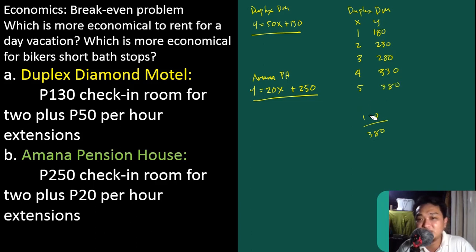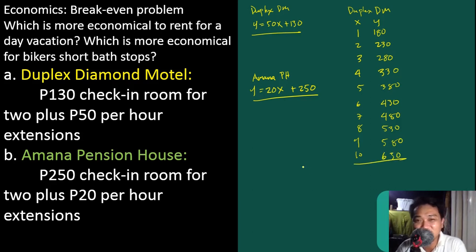Okay. So, sa tingin ko, with this ordered pair, makikita na natin yung pattern, 1, 2, 3, 4, 5. We could continue this 6, 7, 8, 9, 10. Ayan. 180, 230, 280, 330, 380, 430, 480, 530, 580, and 630. Ayan. O, subukan natin, check natin yung last kung tama.